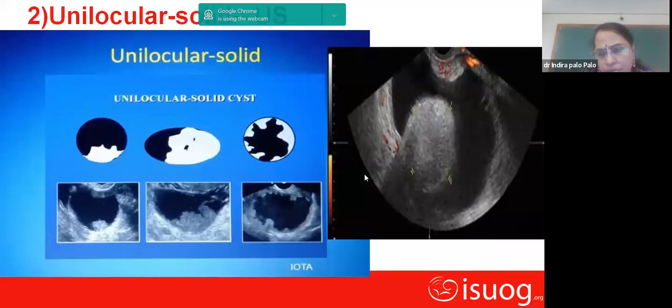There is a unilocular cyst, and one part of the cyst wall contains a solid mass. So it appears like this, and it has been abbreviated as US.